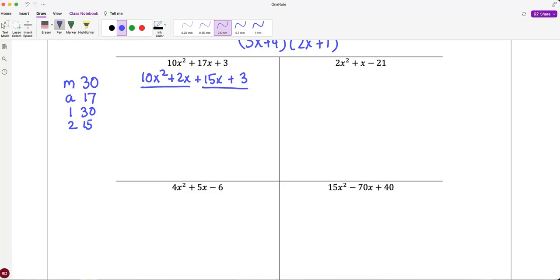The GCF of the first two terms is 2x, and that leaves you with 5x plus 1. Copy down the plus sign. The GCF of the next two terms is a 3, and that leaves me with 5x plus 1. This final answer is 5x plus 1 times 2x plus 3.